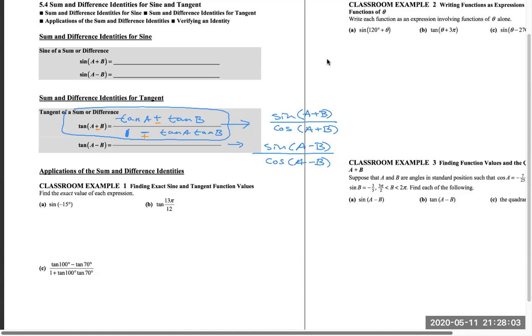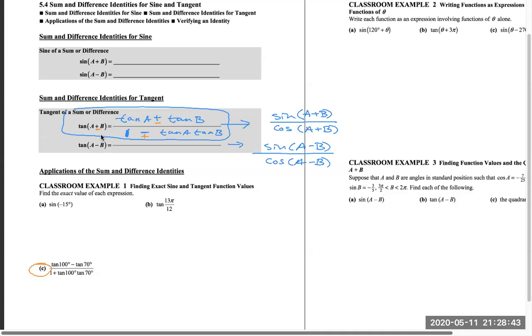Okay, so let's just do one so we can get into the activity. We're going to do classroom example 1, part C. This is actually similar to what we did for our first classroom example of this group today in 5.3, but I do want to cover part C because you have one that's similar in your quiz. So here you have tan, tan, 1 tan, tan. That gives you an indicator that you're going to be using a tangent sum or difference formula.